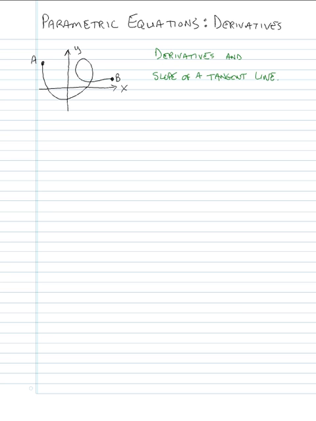Suppose we have a parametric curve that I've drawn here on the left side, and suppose that we wanted to find the slope of the tangent line to the curve at this position. Well, let's assume that we're given our parametric equations. Let's assume that x is some function of t, and y is some function of t as well.